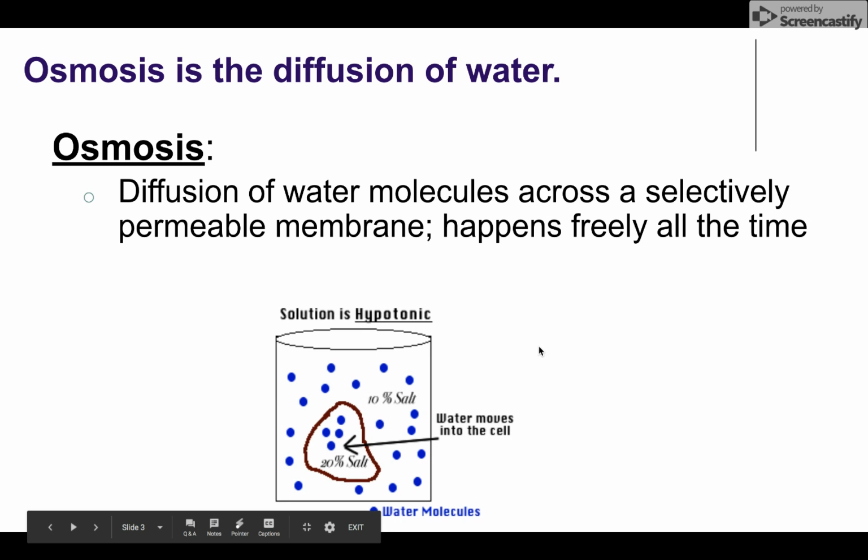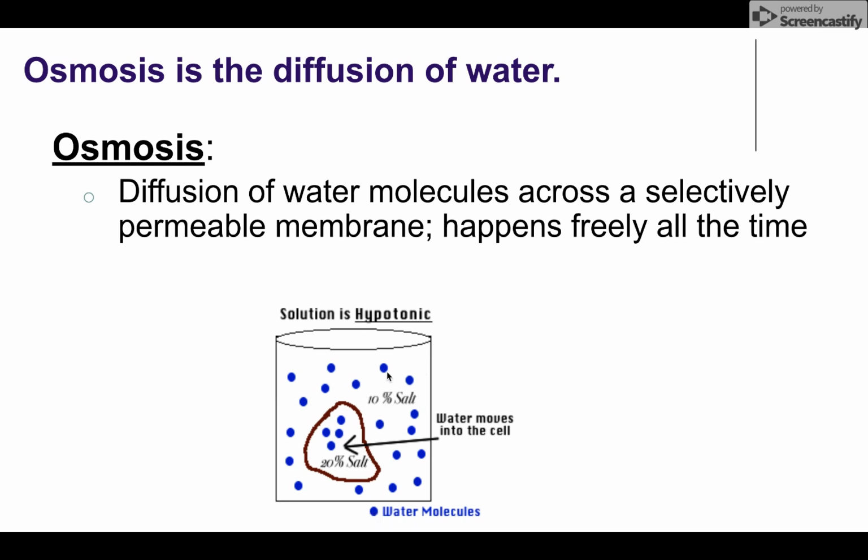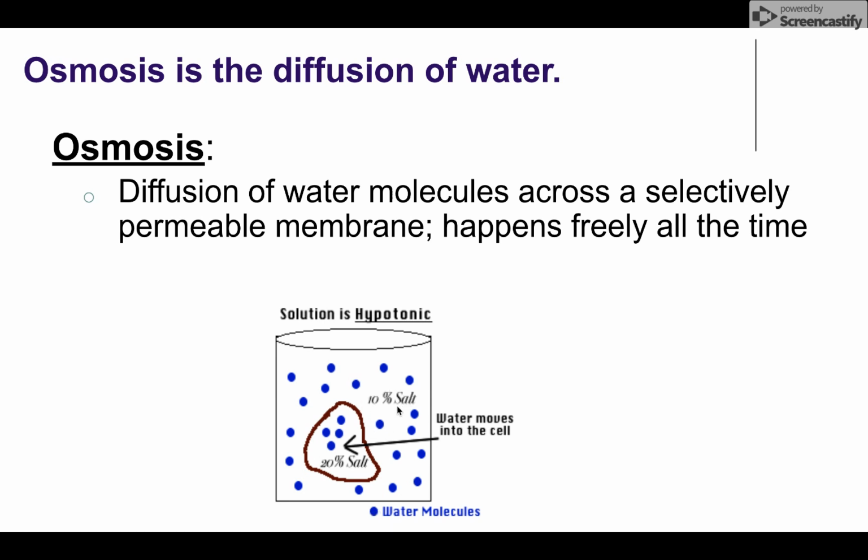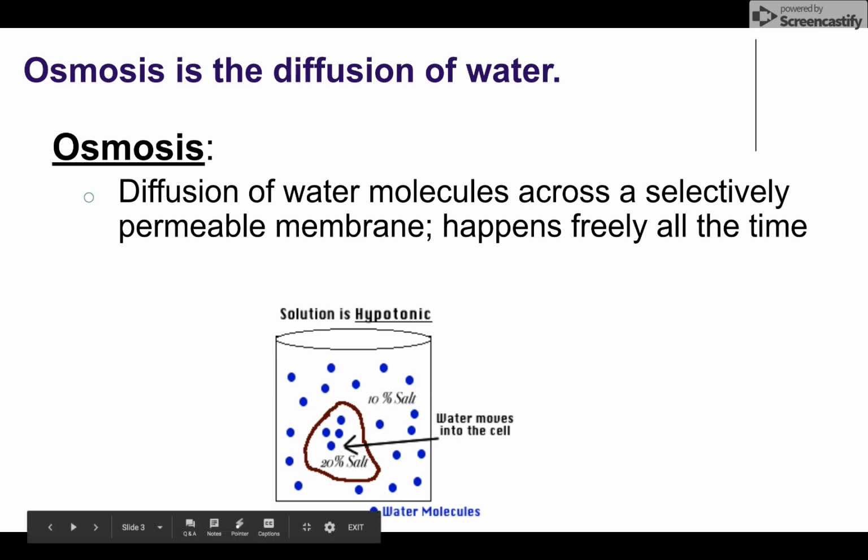In this figure here, we have 10% salt outside in the solution, and inside this cell, you want to call it, we have 20% salt. So we have 20% salt inside and we have 10% salt outside. That means that outside we have 90% water. And now how do you find the 90? It's 100 minus 10. And inside the cell we have 80% water.